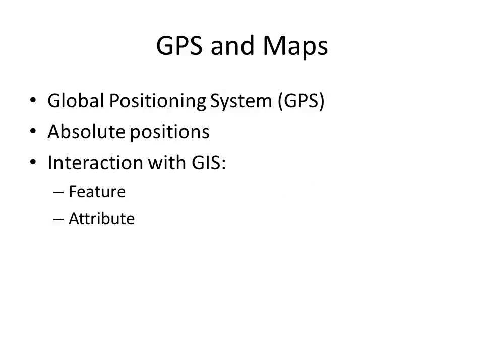First of all, keep in mind that global positioning systems is part of the global navigation satellite system, which has to do with the use of satellites to fix locations on the Earth's surface. These are absolute positions, which may then be used and interpreted in GIS within the context of features and attributes.